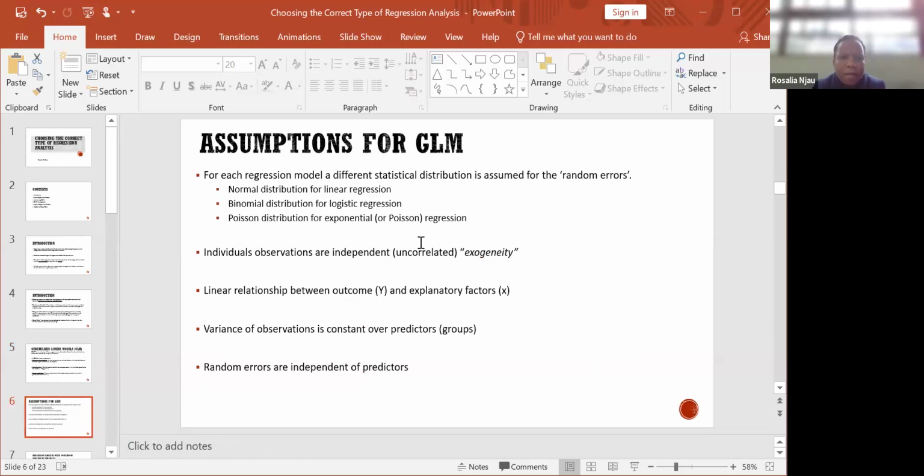And assumptions for GLM. There are assumptions that are specific to each type of GLM, but I'm trying to just put them all together. Those are the important assumptions. So for each regression model, a different statistical distribution is assumed for the random errors.